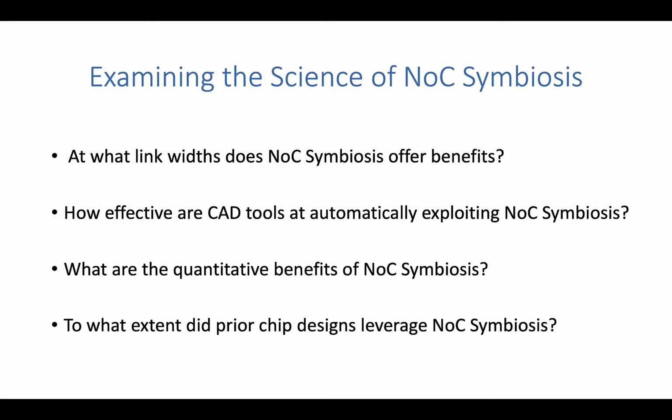Once we realized what had occurred and that we had happened on NoC symbiosis, we sat down and came up with 4 important questions that examined the fundamental science behind NoC symbiosis. First, at what link widths does NoC symbiosis offer benefits? With Black Parrot, we had demonstrated that a link width of 5,000 wires demonstrated benefits, but this was a ridiculous design point. Could we achieve the same revolutionary benefits at a smaller design point?